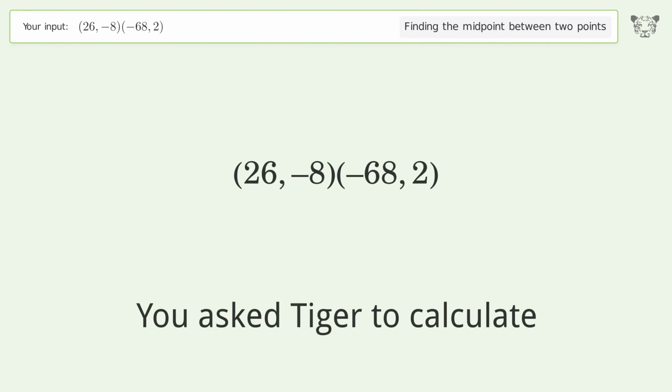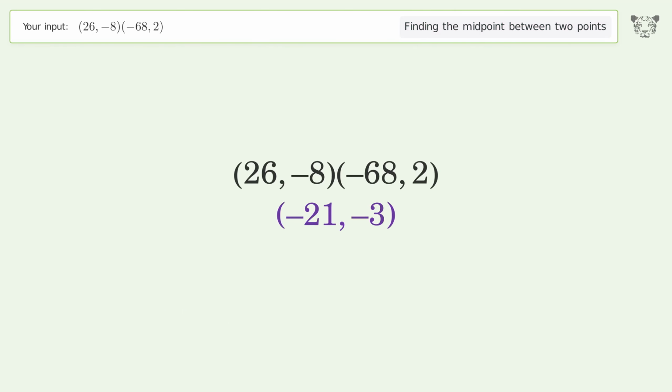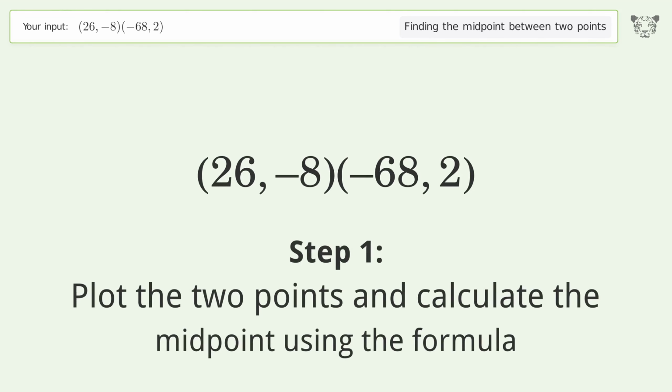You ask Tiger to calculate. This deals with finding the midpoint between 2 points. The midpoint between the 2 points is -21, -3. Let's solve it step by step. Plot the 2 points and calculate the midpoint using the formula.